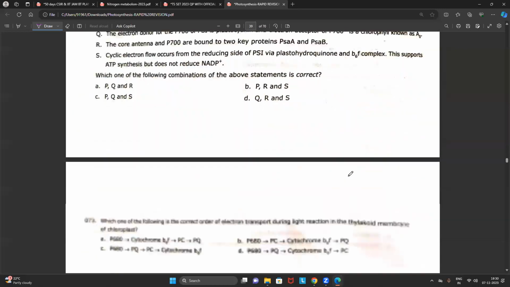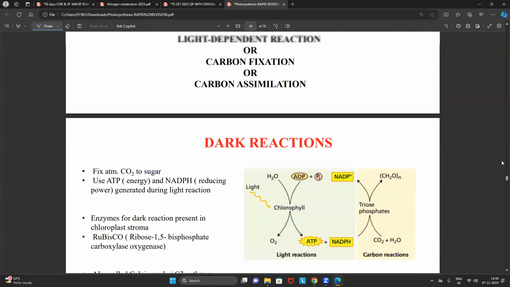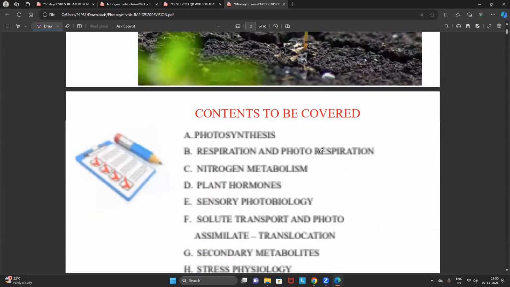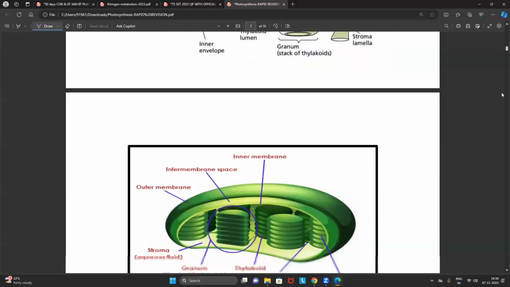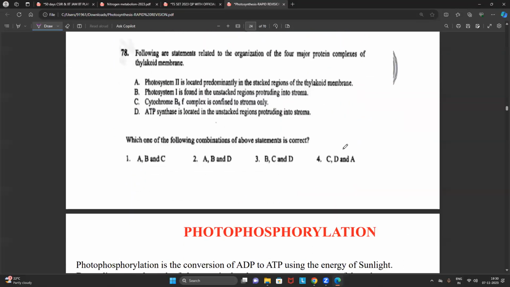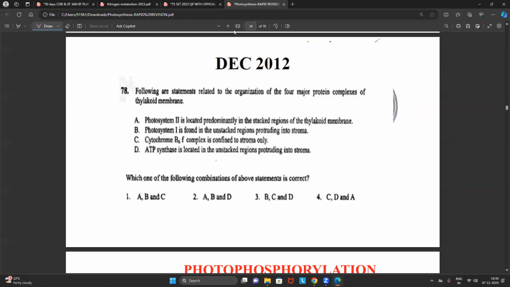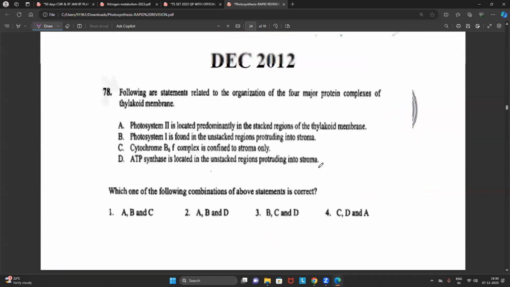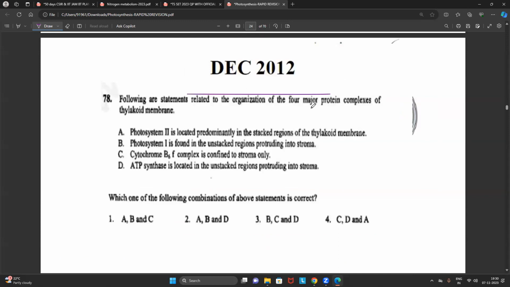Okay. Every one of you answered the question very correctly. I think something you have asked, right, Mauli? Is this the question? Yeah. Every one of you answered the same question. Following statements are related to the organization of the four major protein complexes of the thylakoid membrane. I want every one of you to answer it.